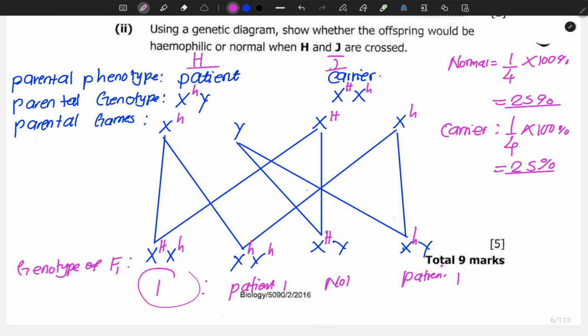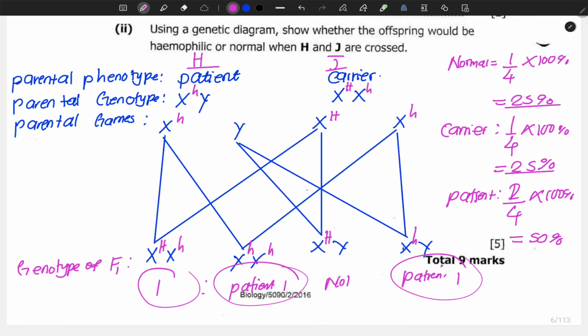So what of our patient? So for patient, it's 2 over 4. As we can see, we have 1, 2 times 100%. So 2 over 4 is same as half. So half of 100% is 50%. So 50% of that fertilization can result in giving us a child who is hemophiliac.